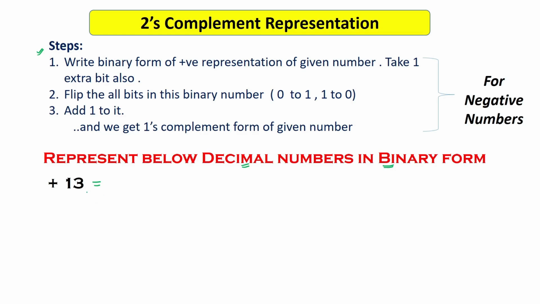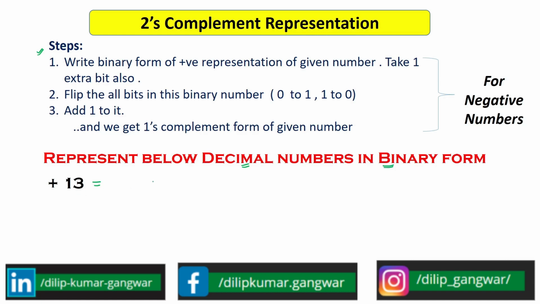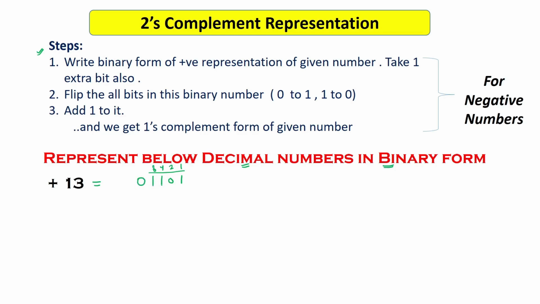So for positive 13, what you have to do? You have to simply write the binary form of 13. Normal 13 is 1101. You can say this is having weights 1, 2, 4, 8. So this is the 13. Now you have to take care that you always put one extra bit. Since it is a positive number, you just put 0 here. So this 01101 is the binary representation of plus 13 in 2's complement representation. You can represent it like that also. This is the 2's form of plus 13.